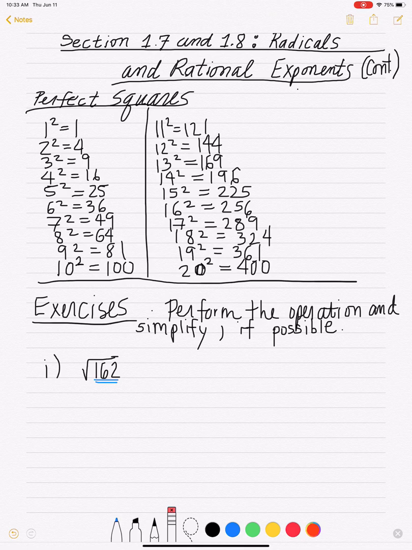Well, what you want to do is factor your number 162, if possible, into two numbers where one of those numbers is the largest perfect square you can come up with that's a factor of 162. So I'm going to write this as the square root of. Think about 162. You can break that down into 81 times 2, right?